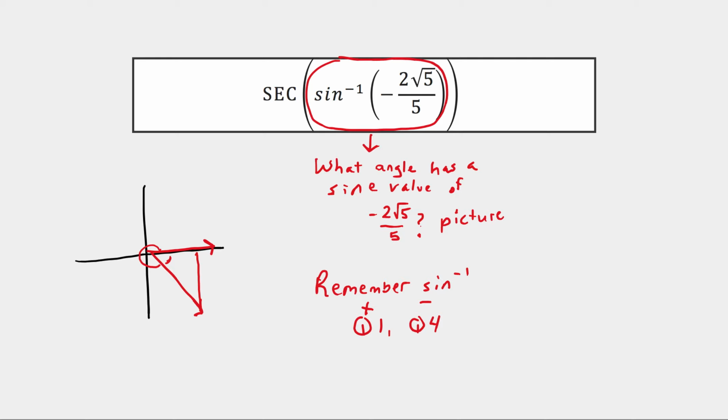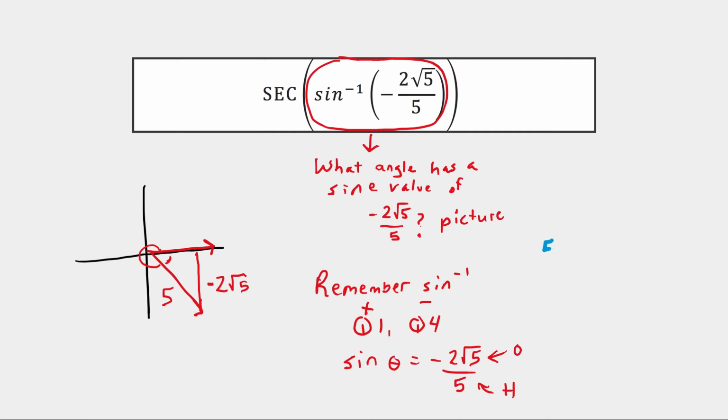All right, so on a sine, we know that we have the opposite and we have the hypotenuse. So the opposite is 2 on the square root of 5, and it is negative because we're coming down. The hypotenuse is 5. All right, so we'll find our missing side, just like we have in the other two examples.